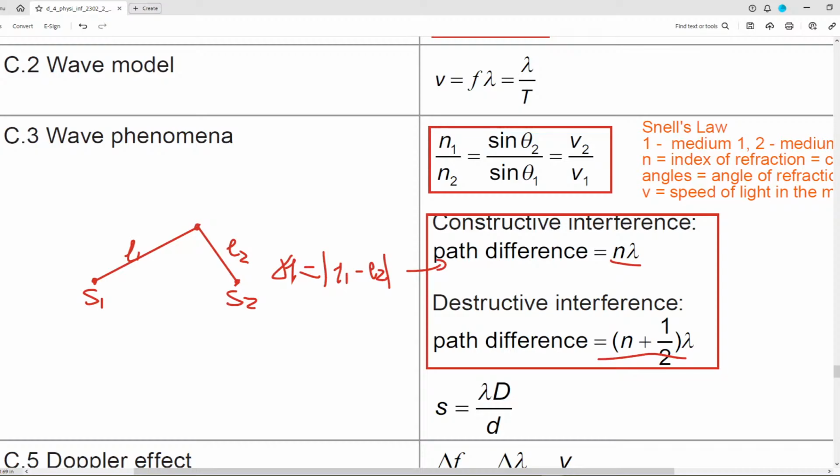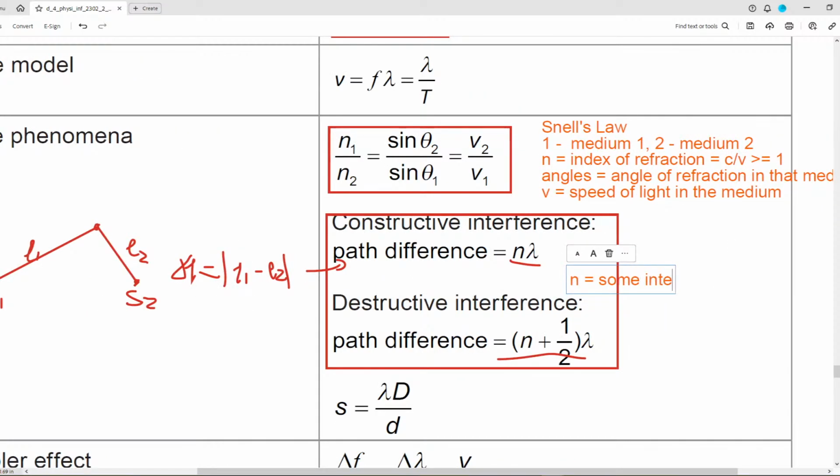And of course, m here is an integer, some integer. So 0, 1, 2, 3. I guess it could be negative. Whatever. But if I take the absolute value, there won't be any negative values, so I would just say that. And lambda is the wavelength. I haven't seen lambda for a while, so I'll write down the definition.